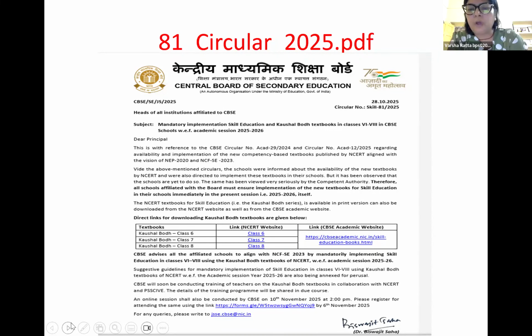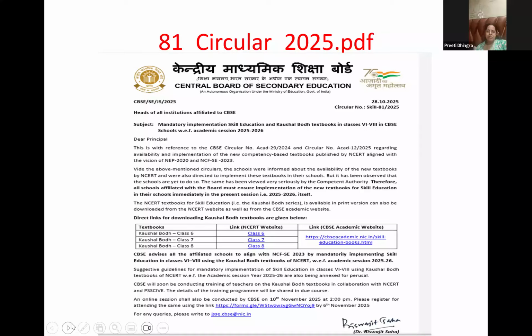On 28th October 2025, this circular was circulated amongst the schools, and it was told that it is going to be a mandatory implementation. So we have no choice. We have to do it, right?